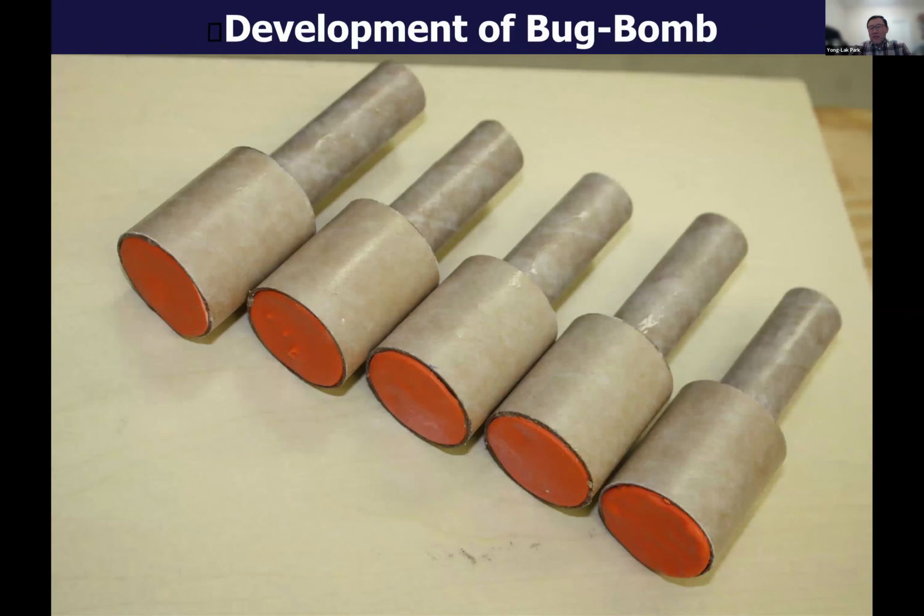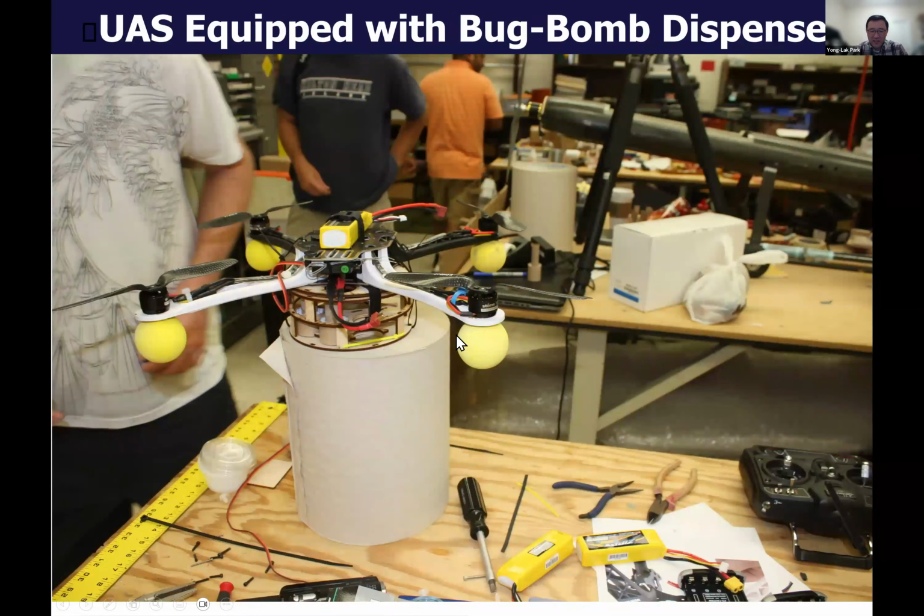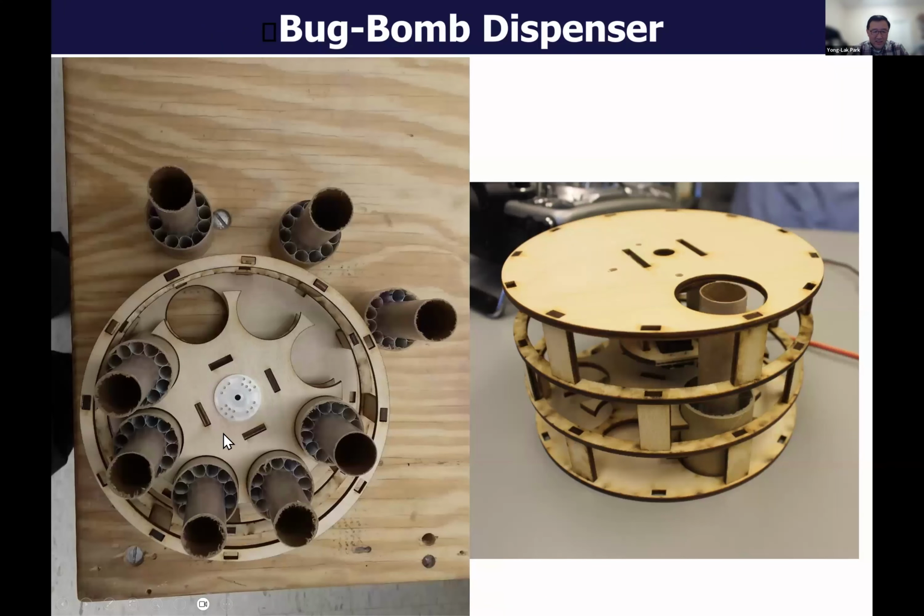Okay, so now we made a lot of bug bombs and then we made a dispenser. So how it works is, this is a dispenser and you load 1, 2, 3, 4, 5, 6, 7. And this one is turning. When this one turns, can you see this hole? So this one is going to the hole and then dropped. So basically this is a dispenser to be attached to a drone like this. So in the air, this dispenser will turn and then drop the bug bombs one by one.